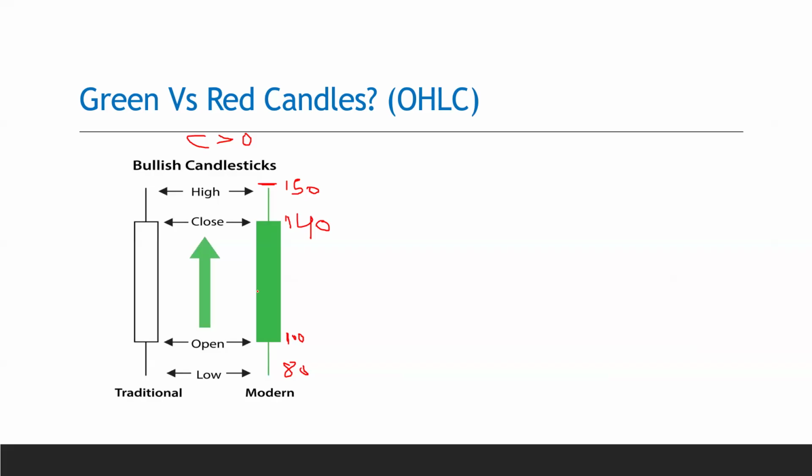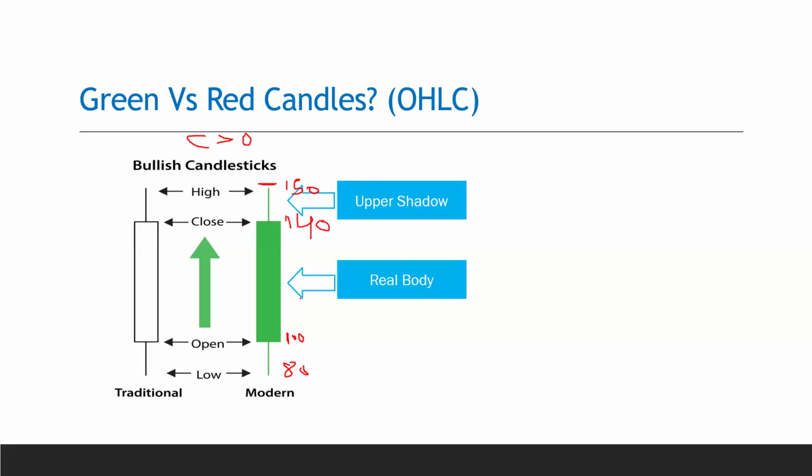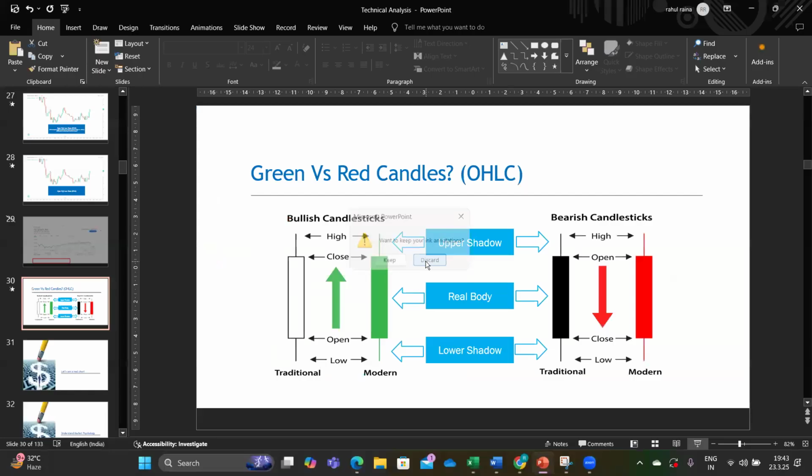Clear? Now, whatever these small lines you are seeing, this is also called the wick of a candle or shadow. This is called an upper shadow. This is called the real body, right? And this is called the lower shadow of a candle. Clear? So here, close price is more than open. It will be a green candle. Now let's see in the chart.